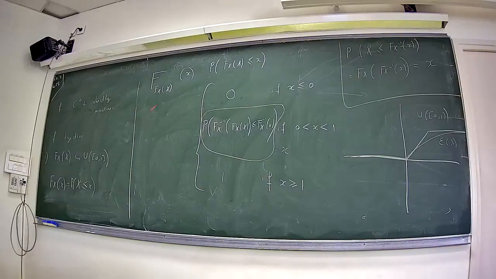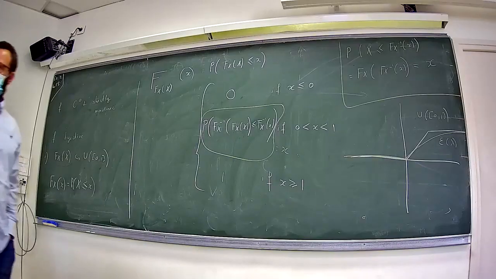I repeat, my job was to compute the distribution function of the random variable I am interested in. And using this computation, I prove that this distribution function is none other than the one of a uniform on the interval 0, 1. That's why I can deduce that F_X(X) follows a uniform on the interval 0, 1. Okay?